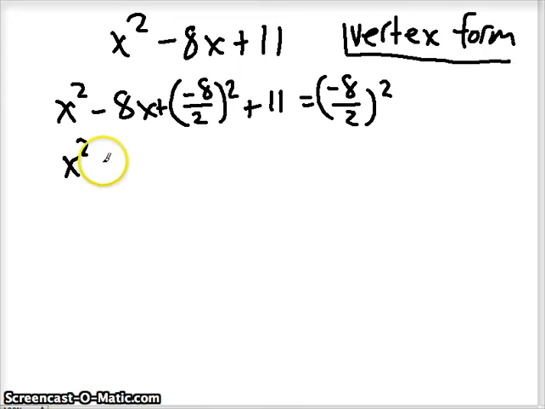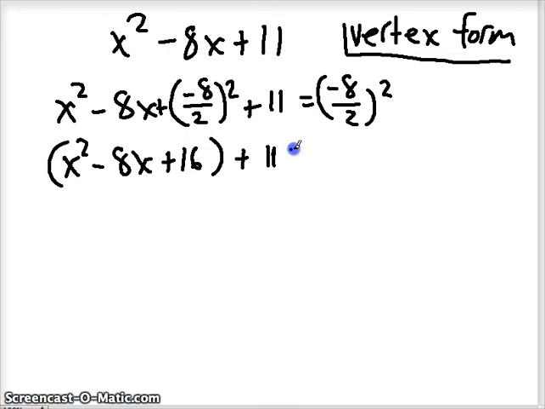So x squared minus 8x. Negative 8 divided by 2 is negative 4. And negative 4 squared is positive 16. So there's our trinomial that we're going to rewrite. Rewrite the same thing over here. So this becomes our perfect square factoring pattern. Square root of the first term, square root of the last term, middle term sign.